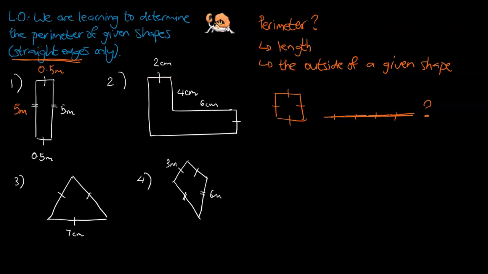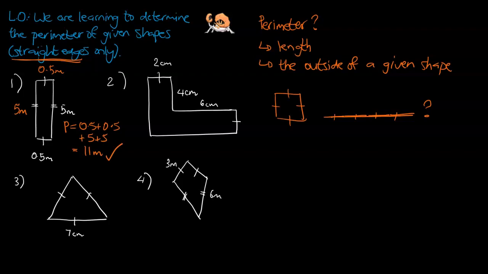So for this question, the perimeter, I'm just going to call that P, is going to be equal to the sum of each of the sides. So we're going to go 0.5 plus 0.5 plus 5 plus 5. So I've got all 4 sides there. I add them together, and I'm going to get 11 meters. That would be the answer to the first question.